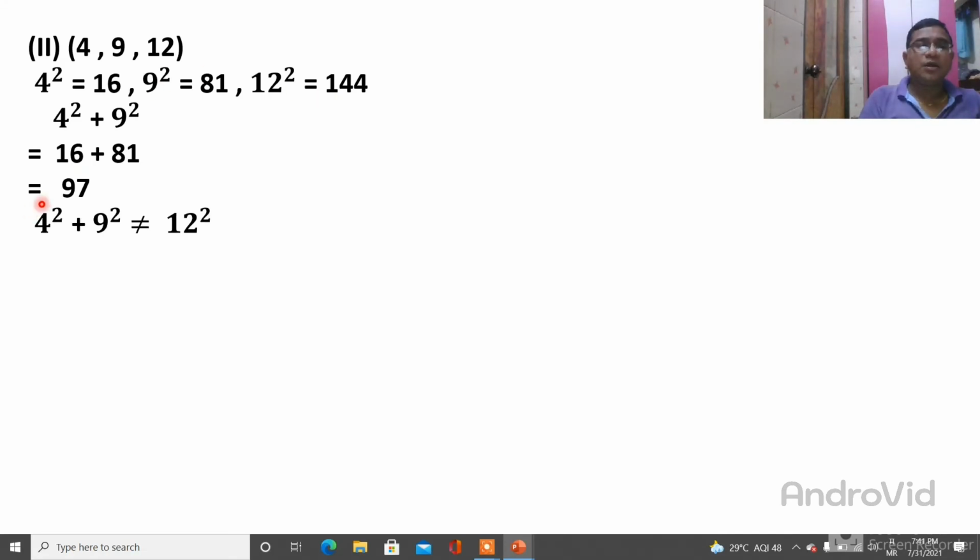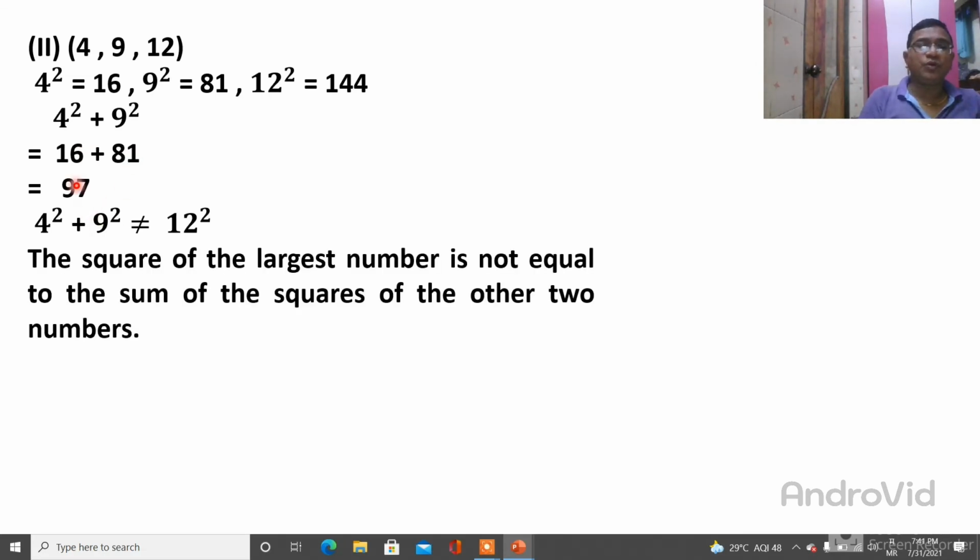Why not a triplet? 4 square is 16, plus 9 square is 81. So 16 plus 81, what do you get? 97. But 97 is not equal to 12 square. What is 12 square? 144. So 97 is not equal to 144. So it is not a triplet, because both sides are not the same.